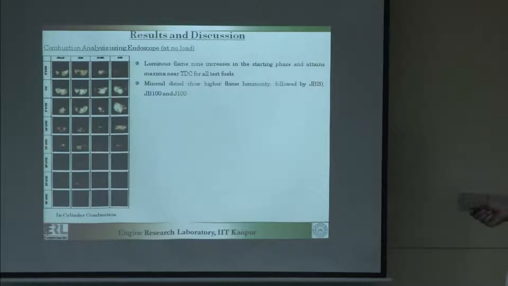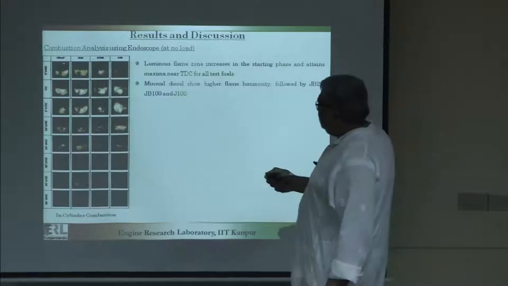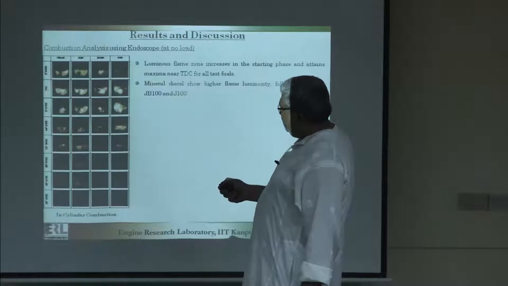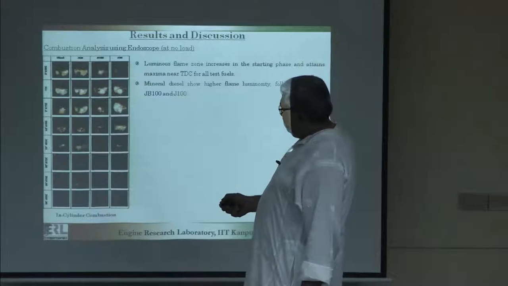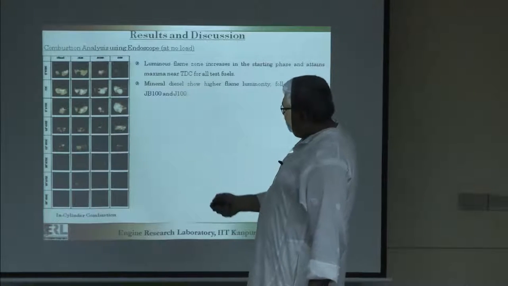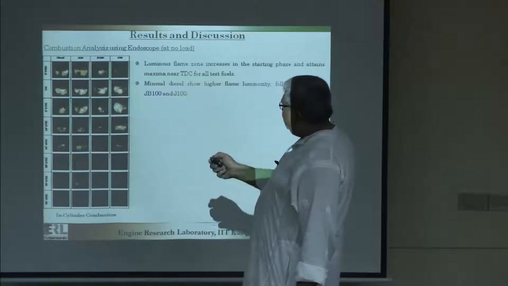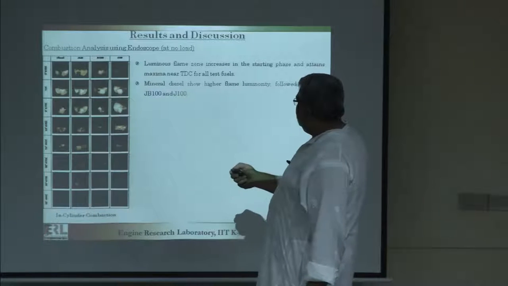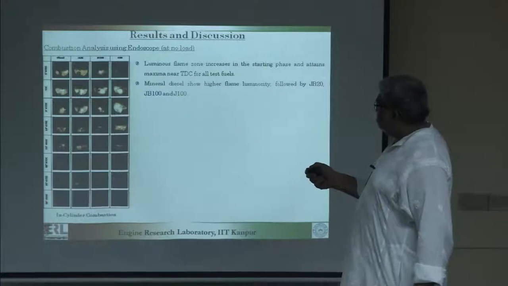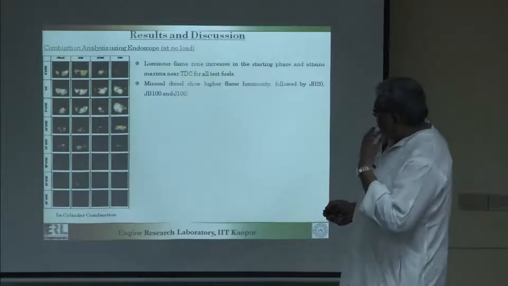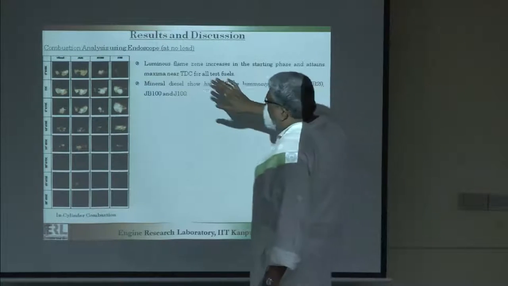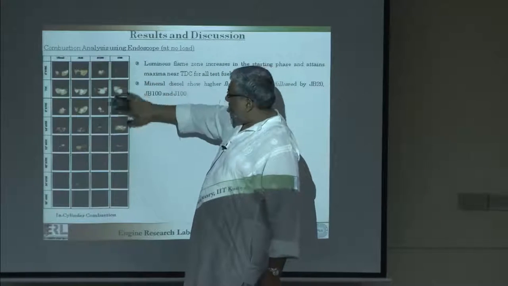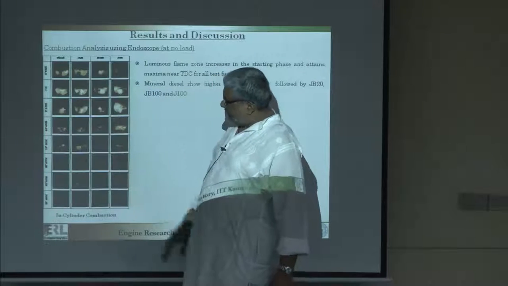The different fuels are given here. This is the image for diesel at 5 degree BTDC, top dead center, 5 degree ATDC, 10 degree, 15, 20, 25, 30. So this is diesel, this is Jatropha biodiesel 20%, this is Jatropha biodiesel 100%, and this is, I think, Karanja biodiesel. No, this is J100, Jatropha vegetable oil. And you can see the ignition delay in every fuel is different. Very clearly it is seen from here. And then you see the combustion duration is also very different.